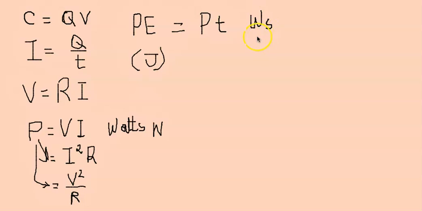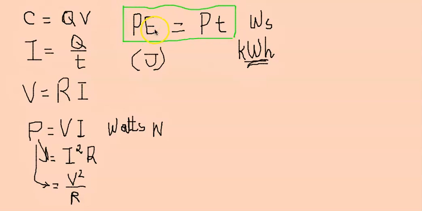Since the watt second is really small, most of the time we may use the kilowatt hour, which is the power energy in 1 hour. So this is per given time. So these are all of the equations that we're going to use in this last section. Power of energy, PE, is power times time.